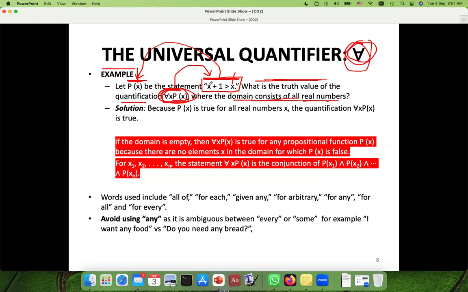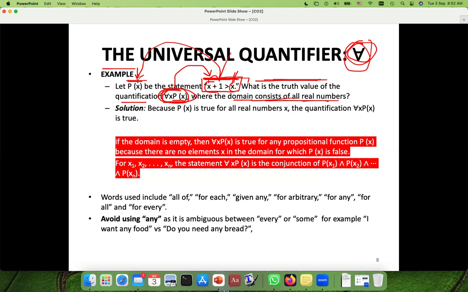If I take 0.75, then 0.75 plus 1 will be 1.75, and the value of x is 0.75. So it will always be greater, whatever real number you take from this domain, because we are adding 1 to that real number, which makes the left-hand side always greater than the right-hand side. This equation is P(x).